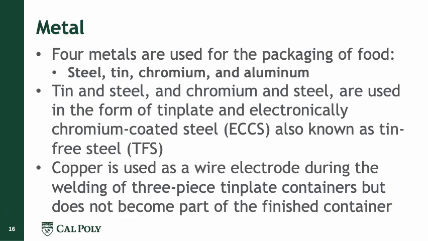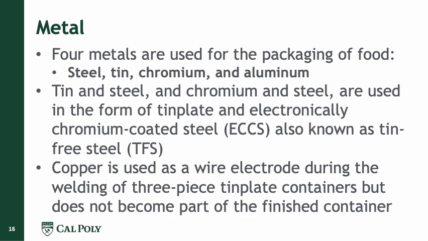So our third packaging material is metal. And we can see that we have 4 main metals that are used for food packaging. And these are steel, tin, chromium, and aluminum. So tin and steel, or chromium and steel, are used together to form what we call a tin plate. And a tin plate is used to produce cans. And these cans are what we may see, for example, in tuna cans, or baked bean cans, or tomato, soup cans. So these are made of what we call a tin plate.